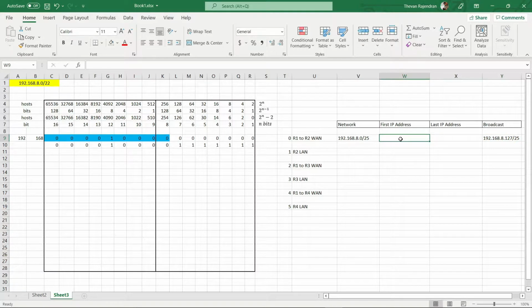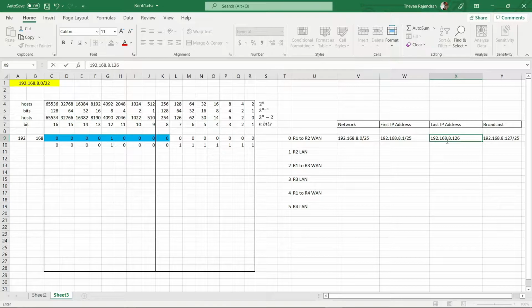And here we can identify the first IP address, 192.168.8.1/25, and the last will be 192.168.8.126. So let's continue with the R2 LAN.